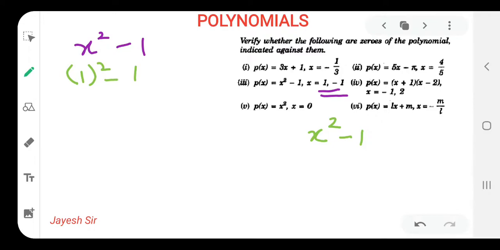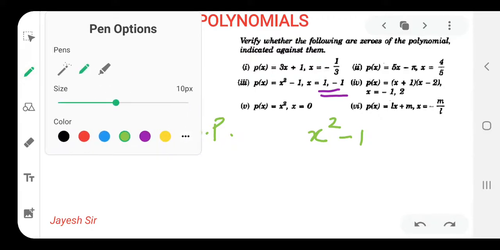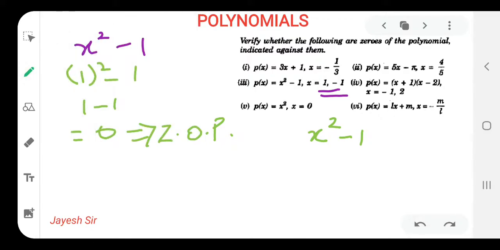1 square minus 1 means 1 minus 1, that is 0. After putting the value as 1, we are getting our answer 0. So it is a zero of the polynomial. I am writing in short ZOP, that means zeros of the polynomial. Now we will put the value of x as minus 1 in the second part, as we want to put minus 1 also.